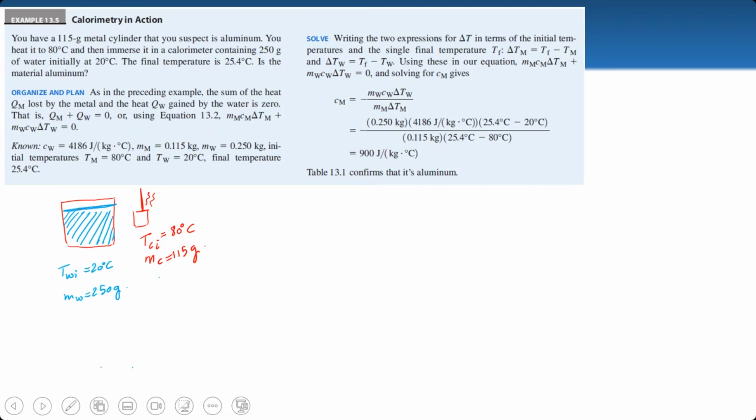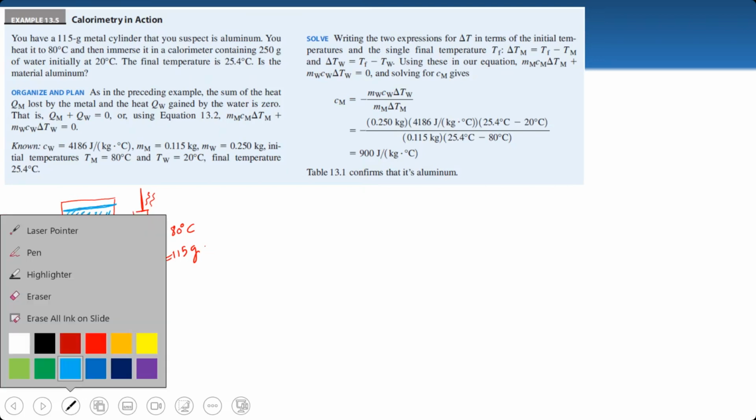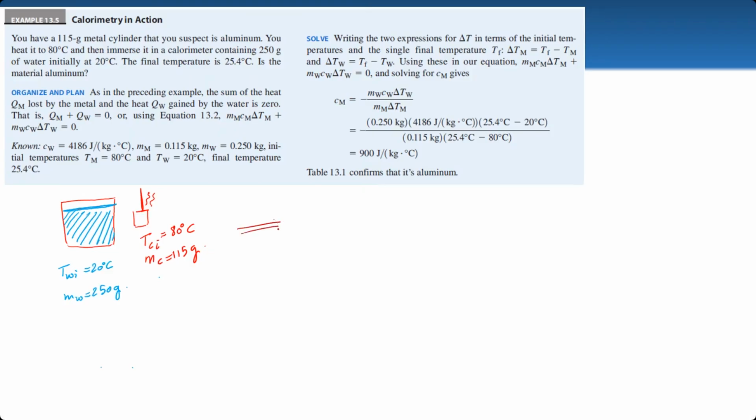I will dip the cylinder into the water and thus, so that's what we do, we mix the cylinder. Usually the calorimeter has a small opening for a thread so that we can place the cylinder inside and hang it in the middle and ensure some uniform distribution of heat. So we mix these two together and T final is 25.4 degrees Celsius. This is basically the temperature of both the cylinder and the water.